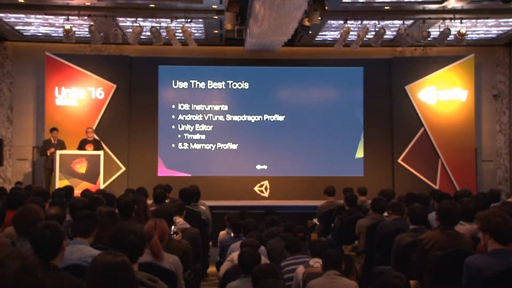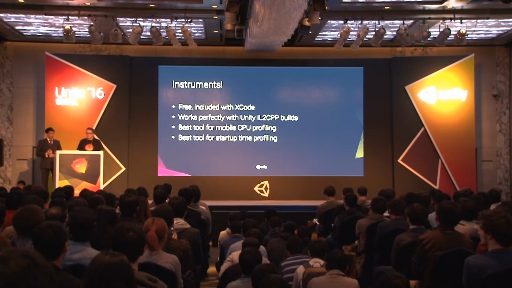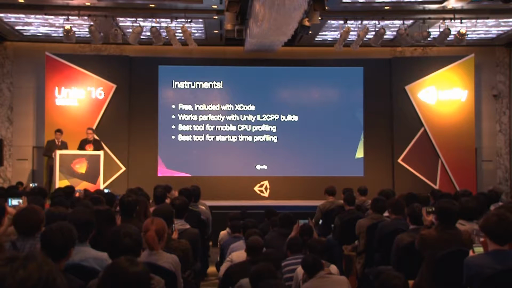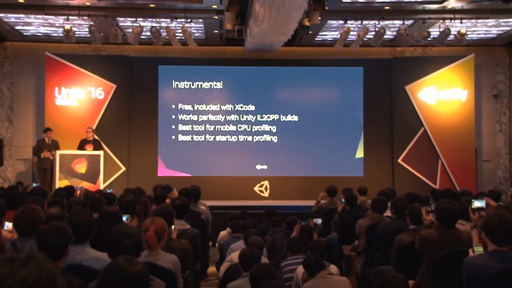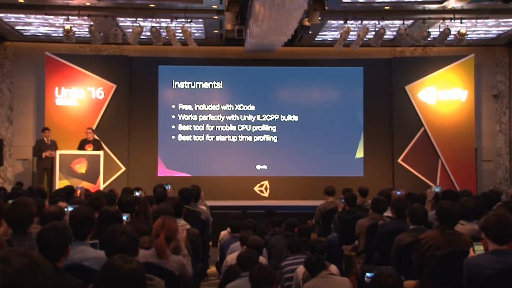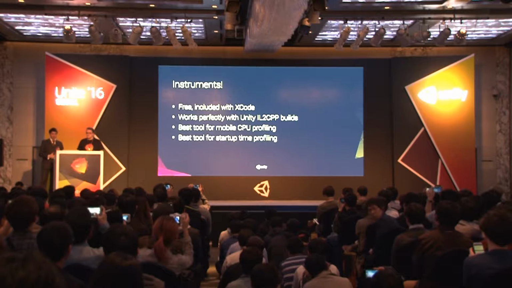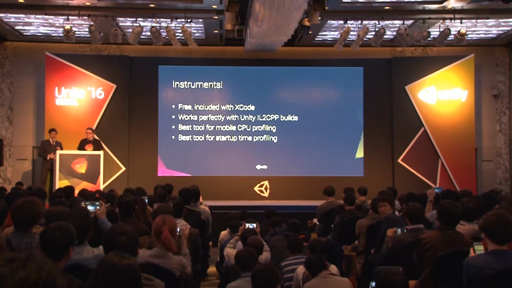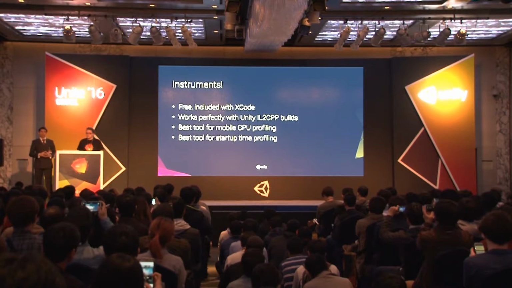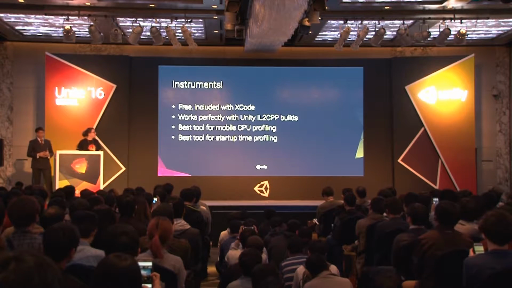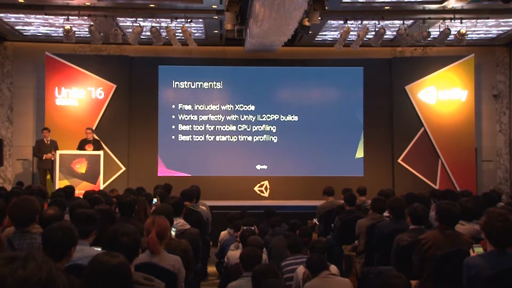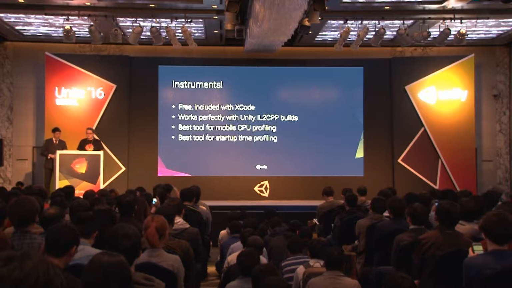We can use native tools. Now, the best tool available right now is Instruments. This is a free tool. It is included with Xcode. And the best thing about it is that it can capture extremely detailed and extremely precise information. You can get millisecond timings for every single method that is ever called in your application. It's the best tool that is available for profiling the scripts that you've written.